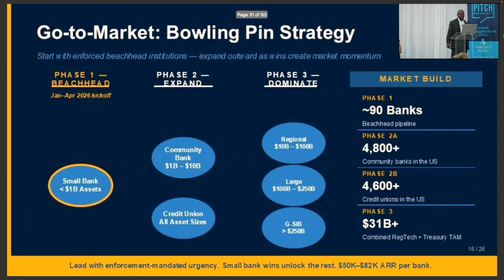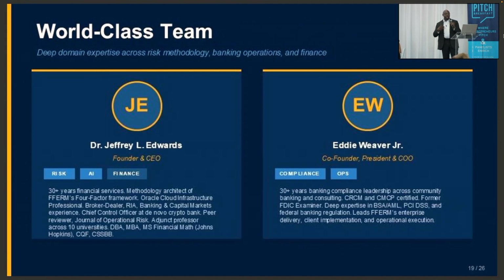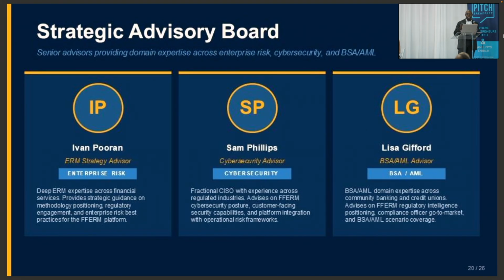And so the team that we have is myself and my co-founder, Eddie Weaver Jr. We both are financial services veterans. We've been in financial services for the past 30 plus years. We also have advisors who focus on ERM strategy, cybersecurity, and BSA AML.